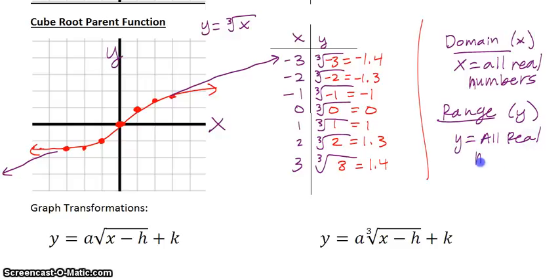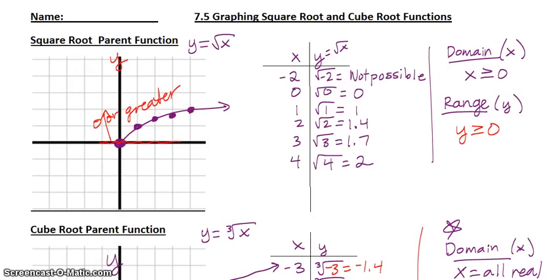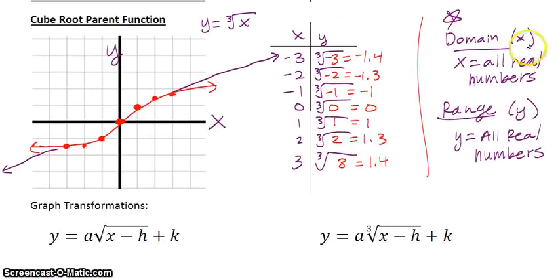Now let me give you a little hint. For the cubed root graph, because it's always going to be this shape, the domain and range for any cubed root graph is going to be the same, all real numbers, all real numbers. That does not apply to the square root graph. The square root graph is going to change depending on where it moves, but the cube root graph, the domain and range will always be all real numbers.